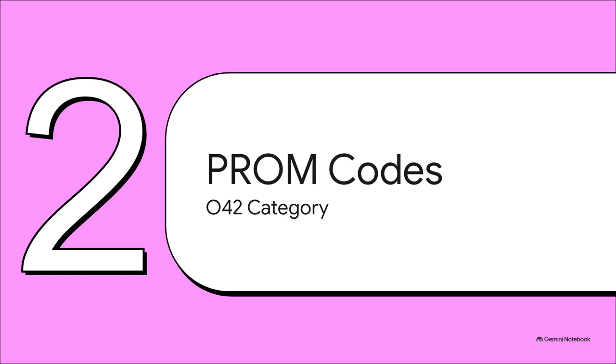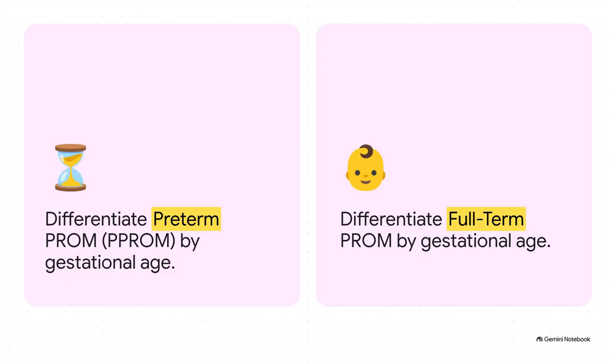Okay, let's shift gears a bit and move to Section 2. We're tackling the O42 category, premature rupture of membranes, or PROM. Honestly, this is a massive compliance pain point if you don't fully understand it. The foundational rule here is surprisingly straightforward, but it completely hinges on your provider's documentation.